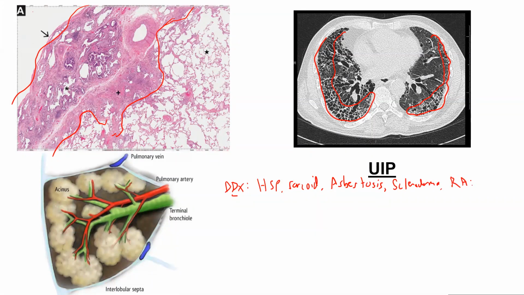Does anyone know what the treatment of UIP would be? There are two anti-fibrotic medications. What was it? Nintedanib. Yeah, remember nintedanib. And there's one other one. This one's a little harder to remember. Pirfenidone. Just remember that these medications are anti-fibrotic.